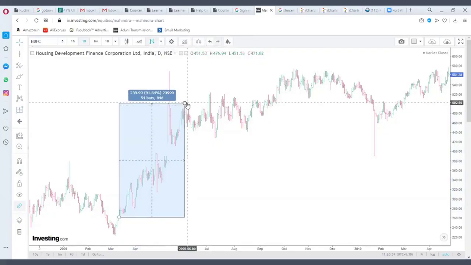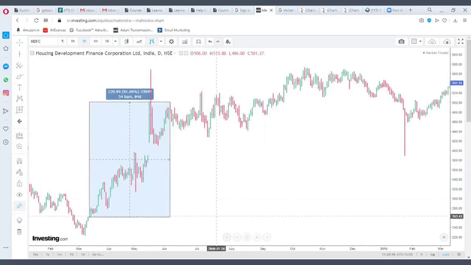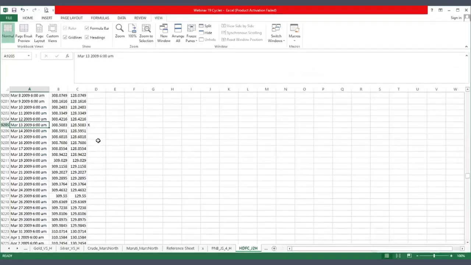Okay. So right now within 90 days, the best date we are seeing is this date, somewhere around 6th of June. Let's go and make the entry on 6th of June. I will share the Excel. So 6th of June, let's see.